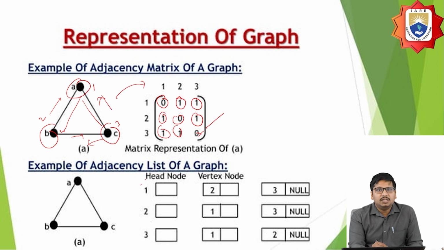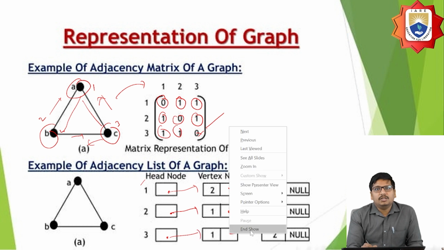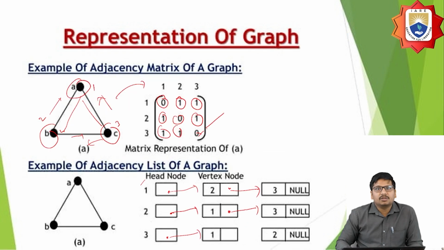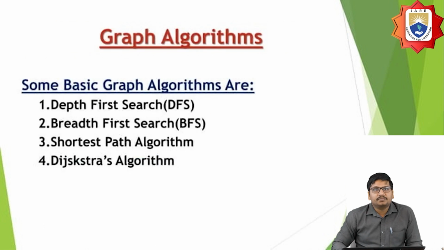Similarly, for an adjacency list, we are going to have a header node. From the header node, 1 here should be connected to 2 and 3, and from 2 it should be 1 and then 3, and from 3 it should be 1 and then 2. So this is the way of representing the adjacency list of the graph.